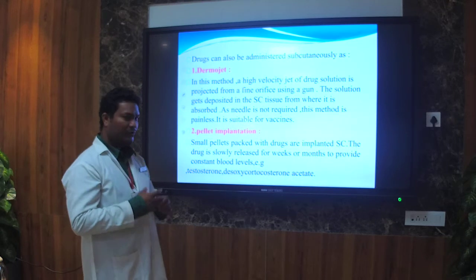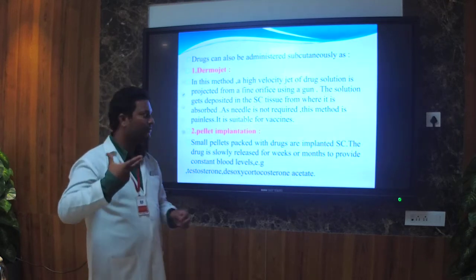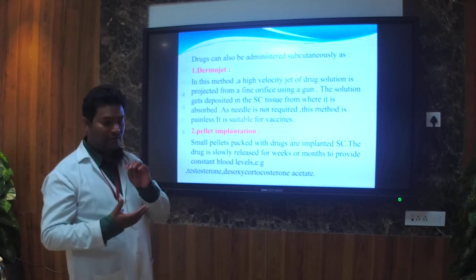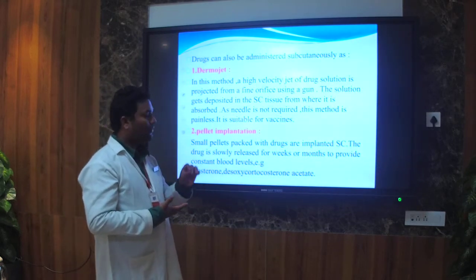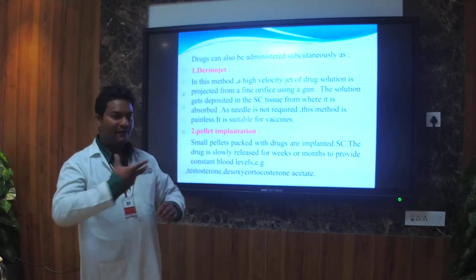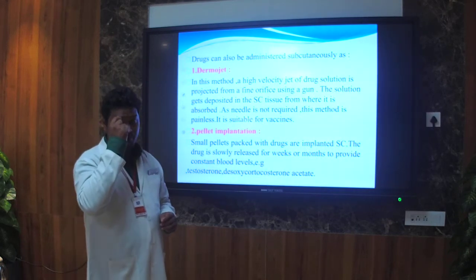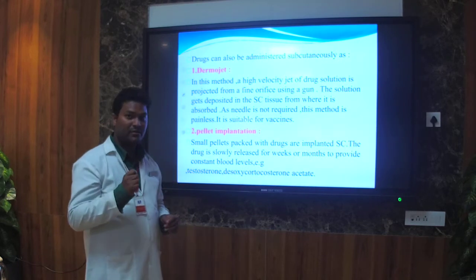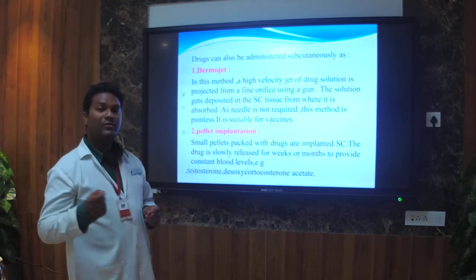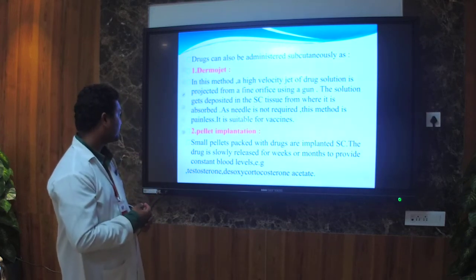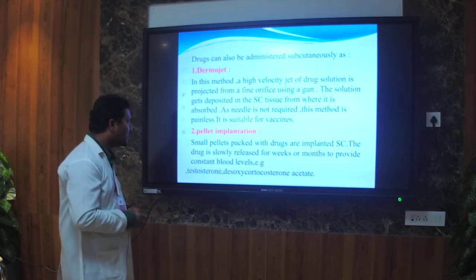So what do we have? We have the instrument, which here we call a gun. We load the drug into the system and then we inject it from a distance, so that a high propulsive jet of the medication in solution form goes and directly pierces into the subcutaneous tissue. Then we have the pellet implantation.